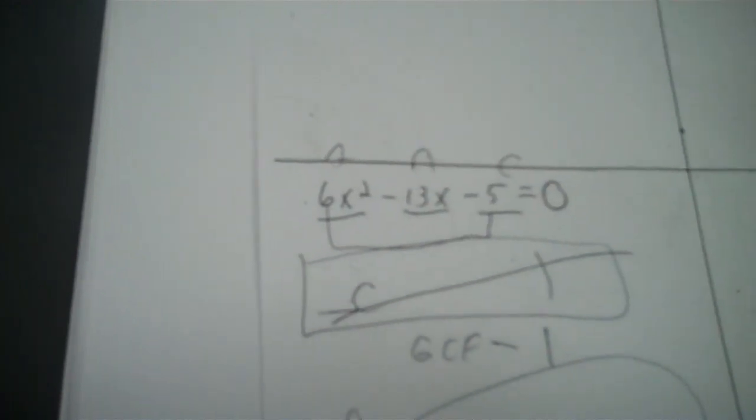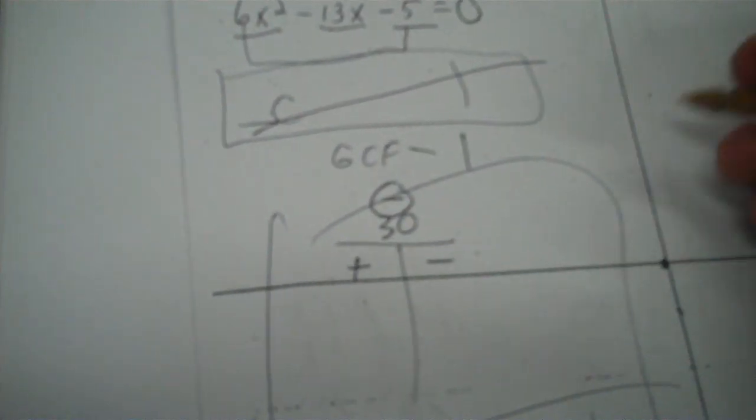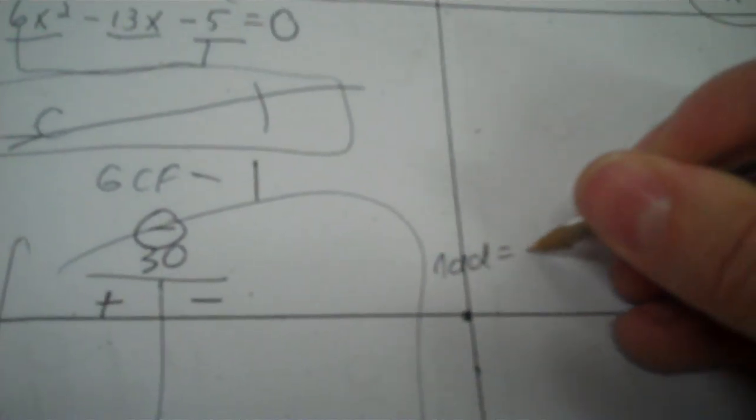Okay, 6 times negative 5 is negative 30. So that's a positive times a negative, and we're trying to add to get to negative 13. 1 and 30, that's negative 29. Divide by 2, you get 15. There's your negative 13. Right number, right sign, we're gold.